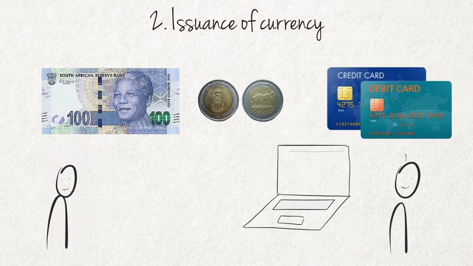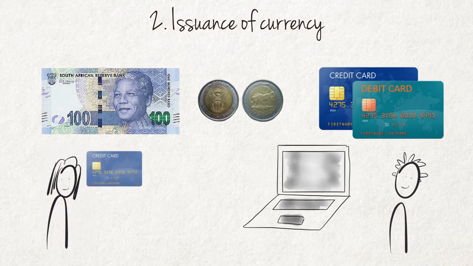Banknotes and coins are not the only way in which transactions can be concluded. A common alternative is the use of debit and credit cards and internet payments. For these transactions to be successful, money must flow from the account of the purchaser or payer to the account of the seller or recipient.